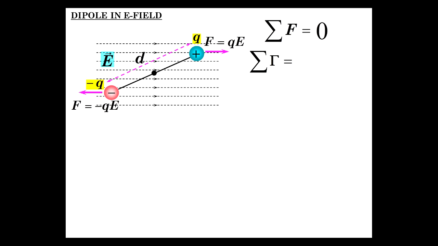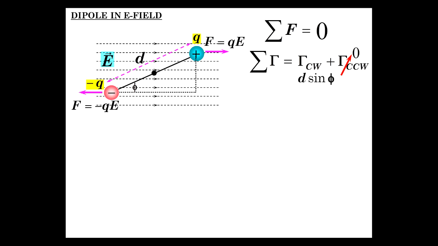But the torques, it's a different story, because we have a moment arm through which these forces act. So it's the clockwise plus counterclockwise torque. This force on this charge tries to rotate it clockwise. This one tries to rotate it clockwise. So there is no counterclockwise torque.